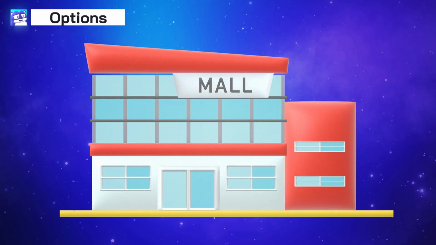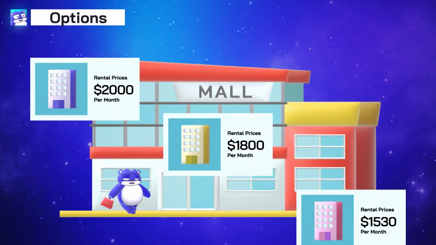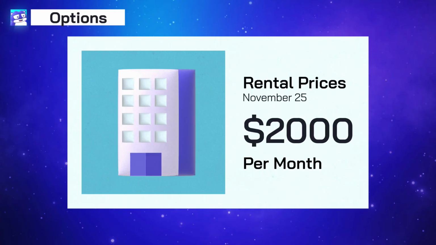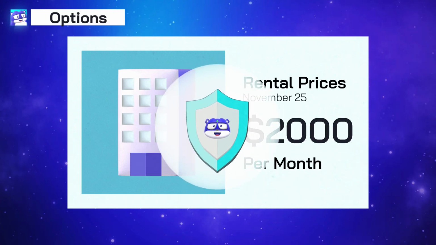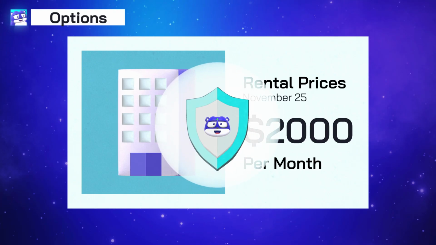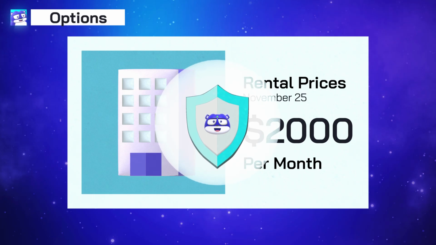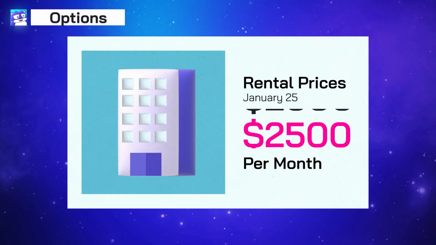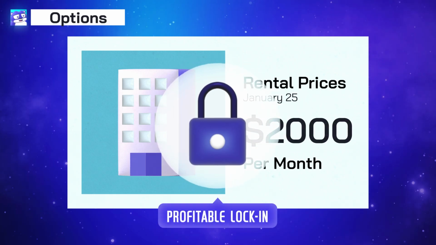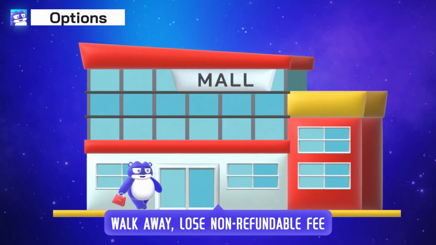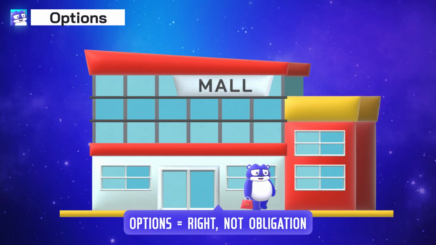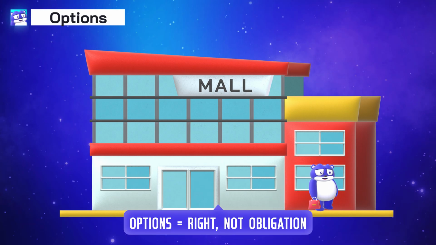Imagine you want to rent a shop space in a busy mall, but you're not sure yet if your cafe will be ready. You pay the landlord a small non-refundable fee today to secure the right but not the obligation to rent the unit at $2,000 per month starting next January. If by January, rents in the mall rise to $2,500, you're in luck and you still rent at $2,000. If rents fall to $1,500, you can just walk away, losing only your small fee. That's like an option, locking in a price, with the flexibility not to commit.